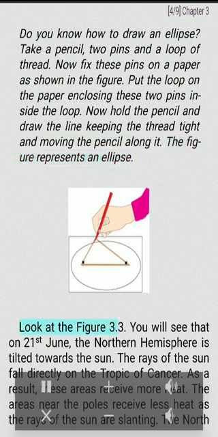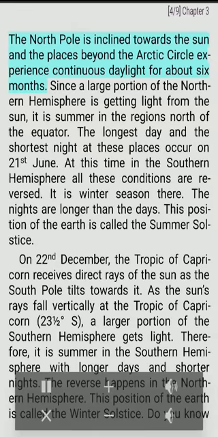Look at figure 3.3. You will see that on the 21st of June, the northern hemisphere is tilted towards the Sun. The rays of the Sun fall directly on the Tropic of Cancer. As a result, these areas receive more heat. The areas near the poles receive less heat as the rays of the Sun are slanting.